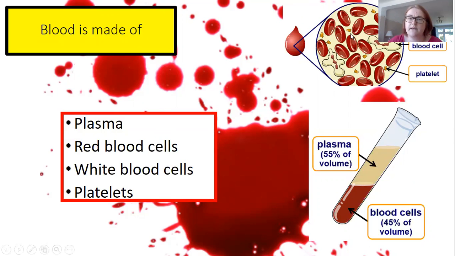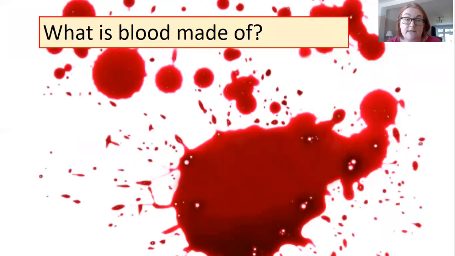In the picture up here, you can see these are the red blood cells. This is like a little cartoon type diagram of the white blood cells, and we'll learn a lot more about what they do in year 10. And then you've got the platelets here, and all of this would be carried in a yellowy liquid called the plasma.